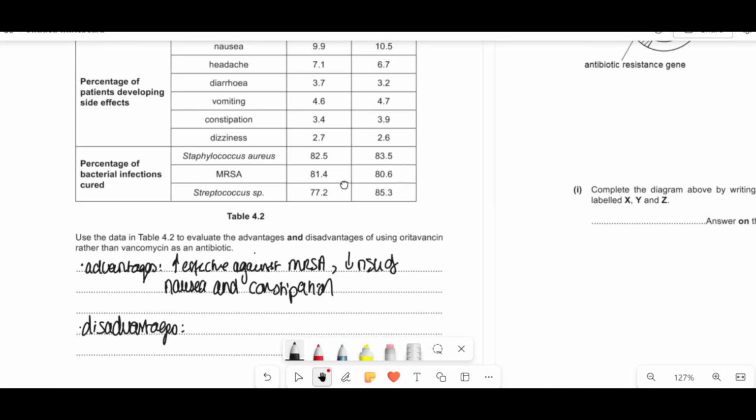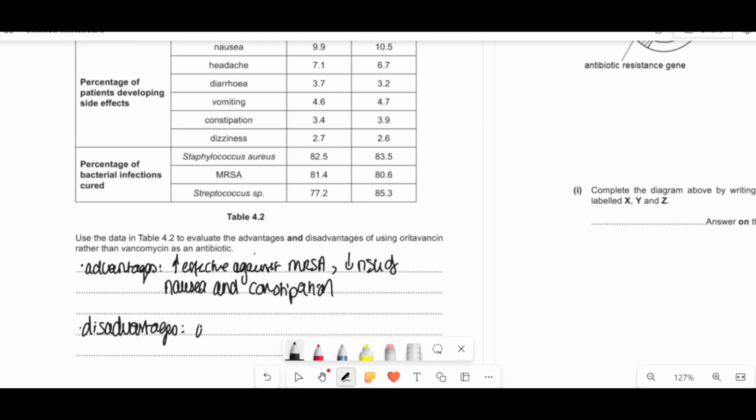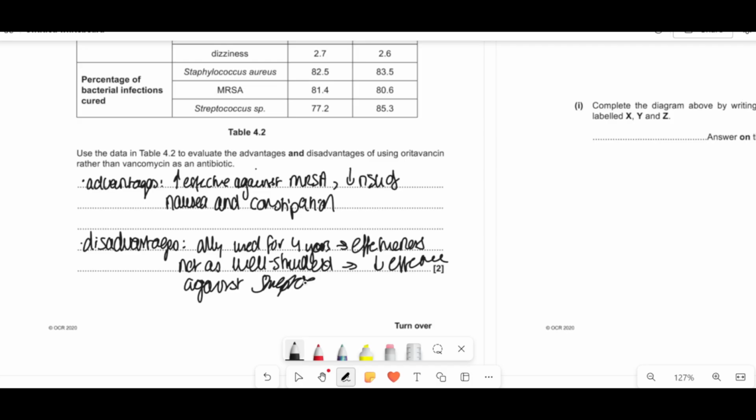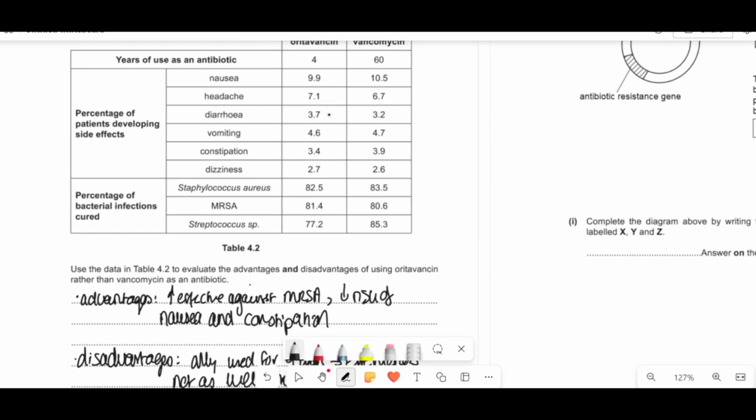disadvantages. Well, in the same vein, because it's only been used for 4 years, its effectiveness is not as well studied. As well as that, it's less effective by a lot with the strep. So it's less effective against Streptococcus species as well, and that's pretty not good. And as well as that, on the flip side, it's got other side effects that are higher as well, but those are the ones I'm going for.